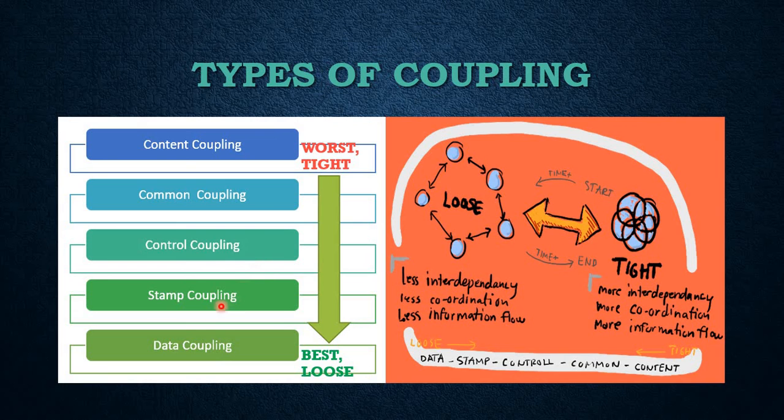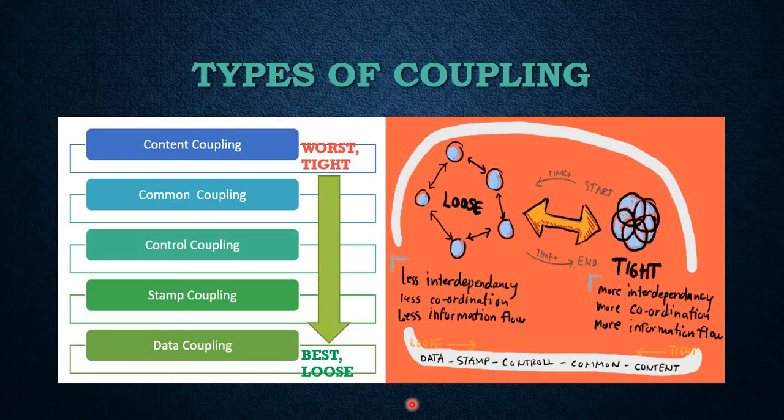Next is stamp coupling, in which a whole data structure or class instantiation is passed as a parameter to an operation. Then comes data coupling, which is the most desirable form of coupling, in which operation A passes one or more atomic data operands to operation B. This means, the fewer the number of operands, the lower the level of coupling.